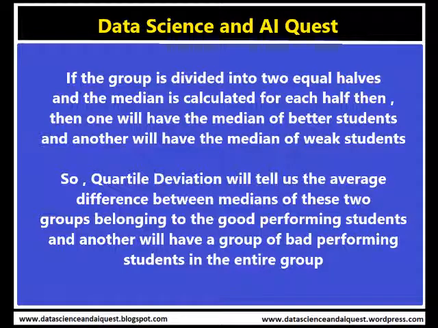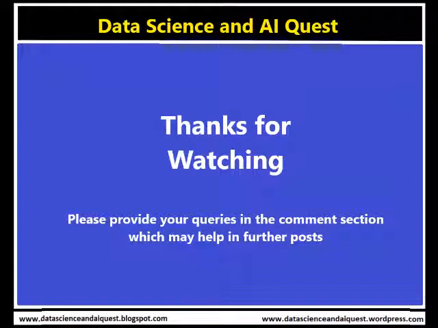Rephrasing once again about the quartile deviation: if the entire group is divided into two equal halves and the median is calculated for each half, one will have the median of better students and the median of weaker students. The quartile deviation tells us the average of the difference between the medians of these two groups, the good and the poor performing students, from the median of the entire group. The quartile deviation can be used for open-ended distributions and is not unduly affected by extreme values. So finally we get to the conclusion.